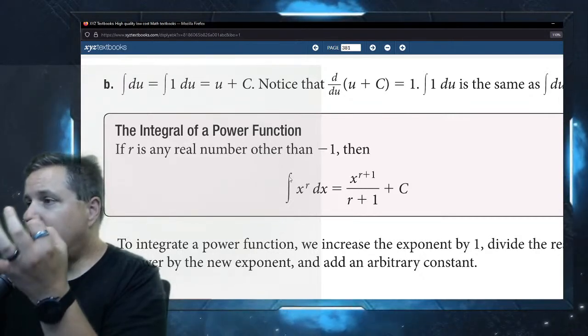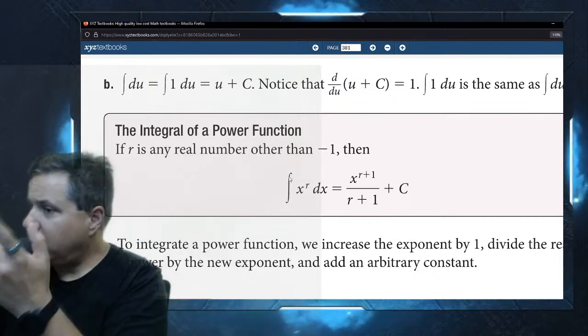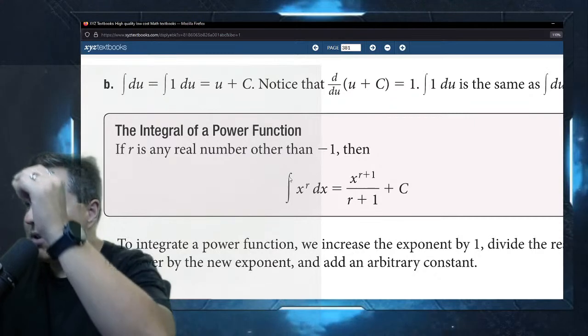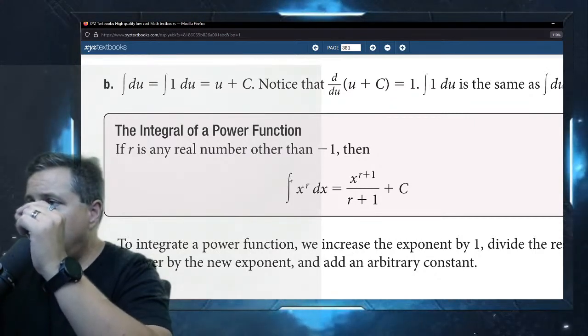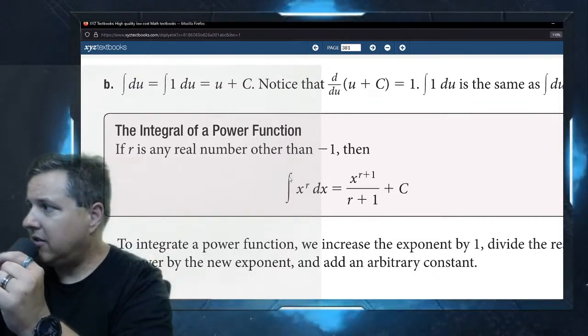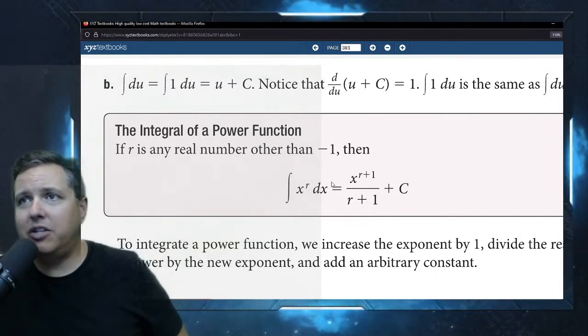And then you decrease the exponent by 1. So if we apply the shoes and socks principle to that, so we reverse each step and we do them in the reverse order, well, the reverse of multiplying by the exponent and decreasing by 1 would be increasing the exponent by 1 and dividing by that. Okay, so that's where this comes from. The integral of x to the r dx, we increase the exponent by 1 and we divide it.